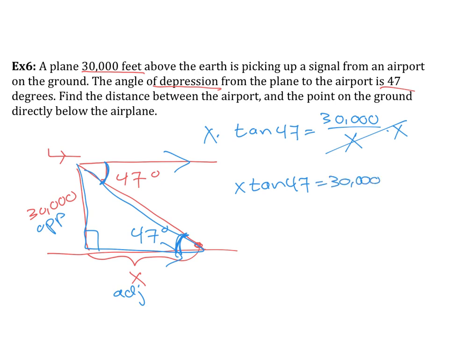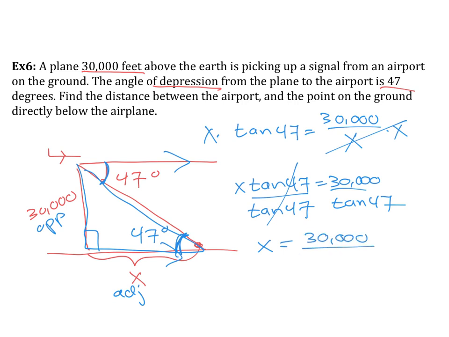In the past couple examples, we've looked up our tangent value either early or later in the problem. It's up to you when you actually want to look it up. You can look it up at the beginning and substitute it in, or you can do it at the very end. I'm going to go ahead and wait and do it at the end here. So I'm going to divide by the tangent of 47 on both sides. So we have x is equal to 30,000 divided by the tangent of 47.